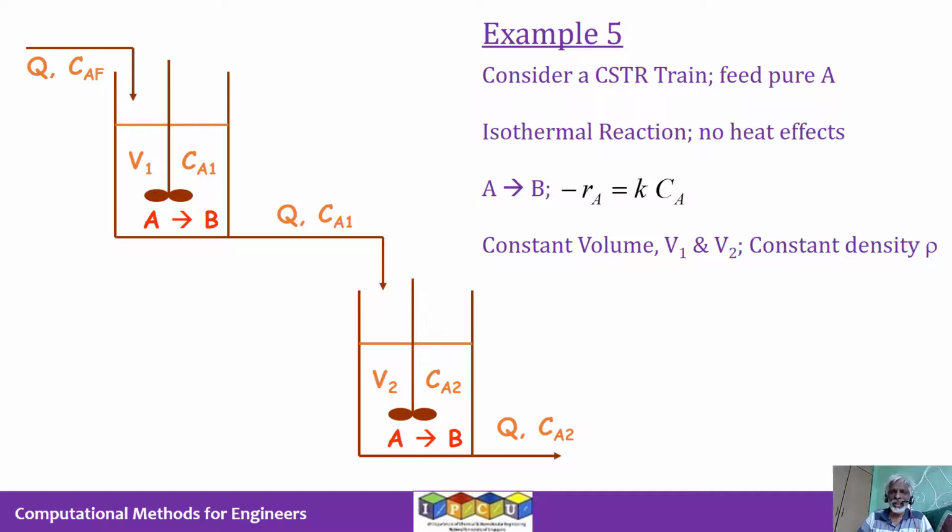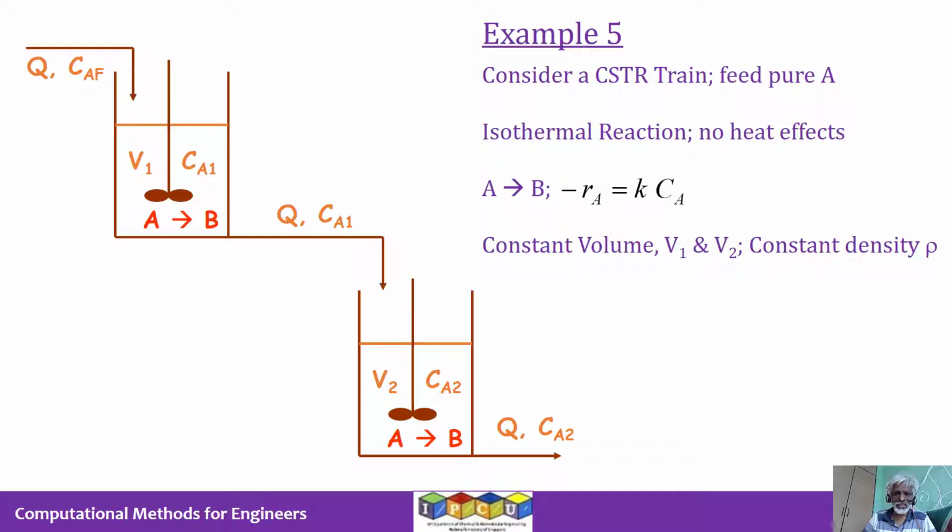Let's now look at the next example, and I hope this video will be a relatively short one because it just builds on the previous example that we looked at. The present example is just a cascade of two well-stirred reactors in series. As you can see in the figure, there are two reactors, and we notice the outlet stream of the first reactor becomes the input stream of the second reactor.